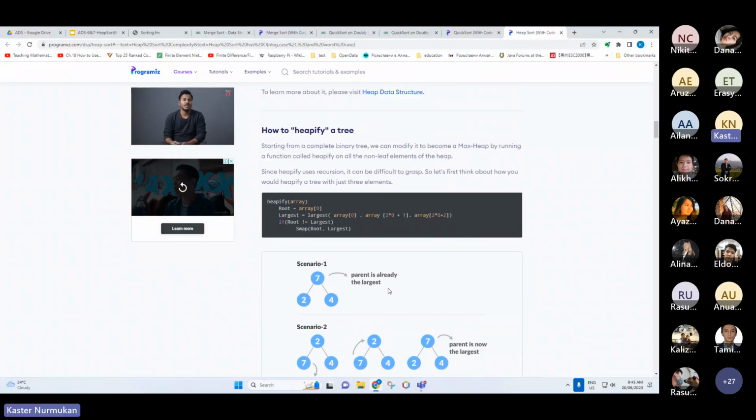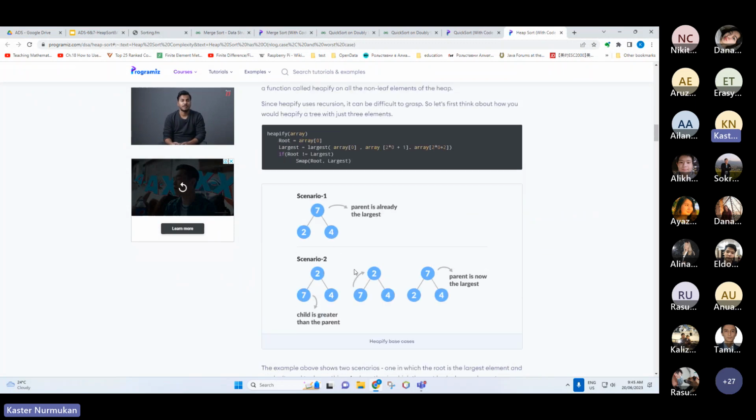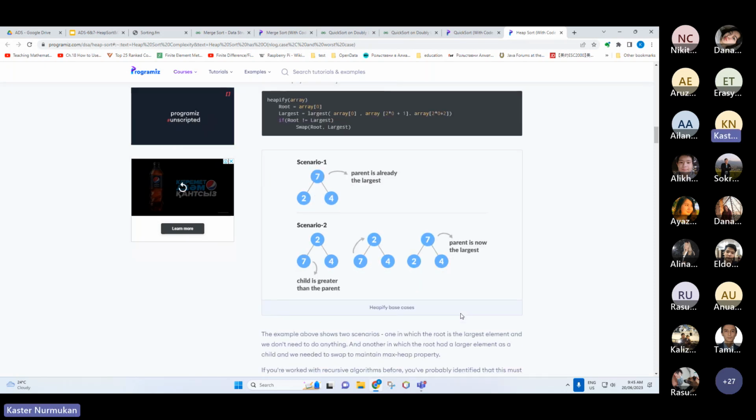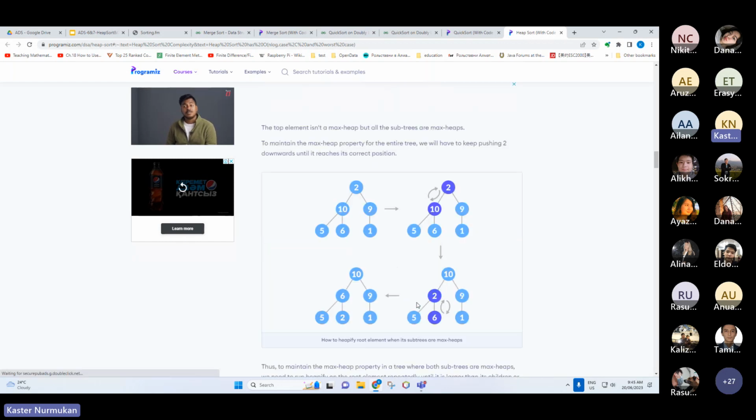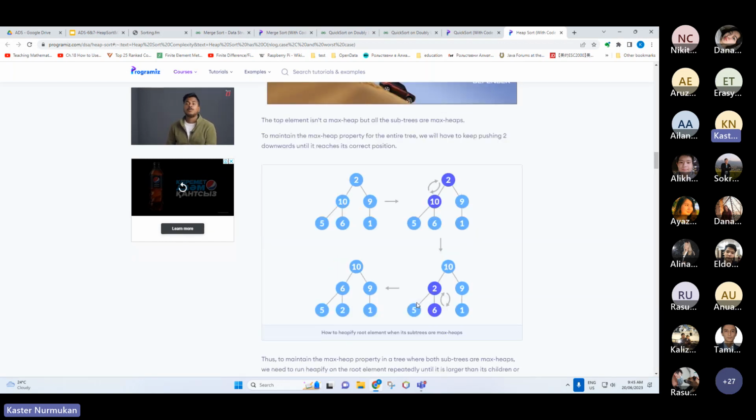Heapify works the same way. For example, if this one is a max heap, but I break it, in the second scenario there's a 7, so they will be swapped and compared. Finally the 7 becomes the root and it becomes a max heap. That's the heapify process. If it's more complicated, you can do the same thing; the heapify process works the same.